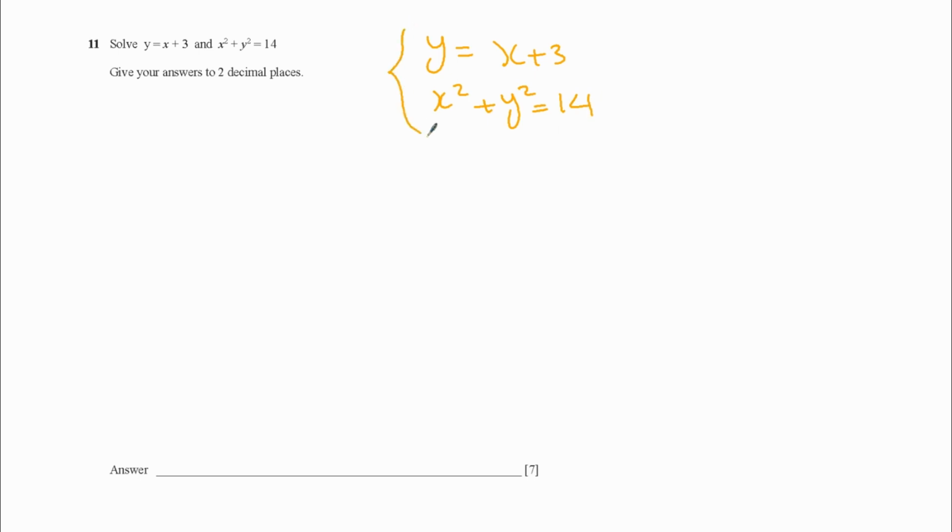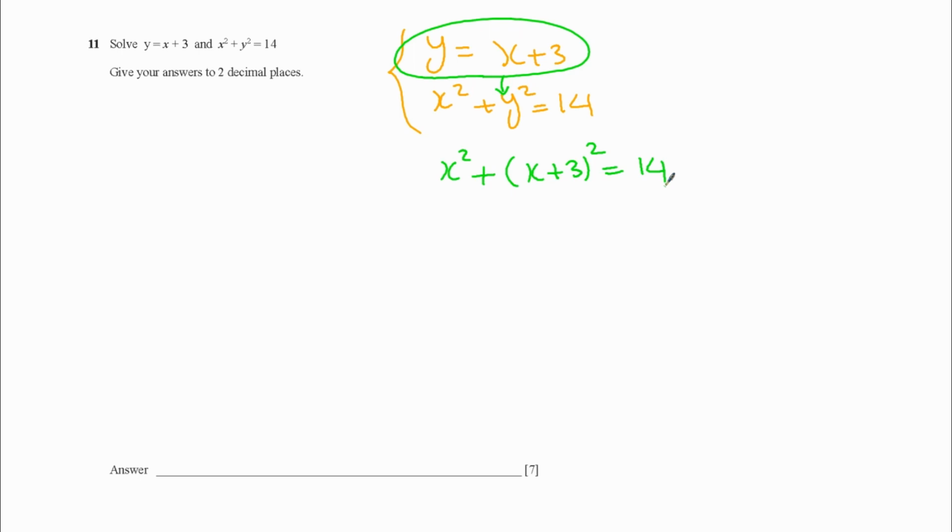Unlike the other simultaneous equation that we did several questions back, in this sort of question, it is always easier to use the substitution method rather than elimination. So what does substitution mean? It means that we have the value of y from here directly, and we can substitute that value of y into the second equation. So if I substitute that y into the second equation, instead of x squared plus y squared, what I have is x squared plus (x plus 3) squared equals 14. So I substitute the value of y directly into the second equation.